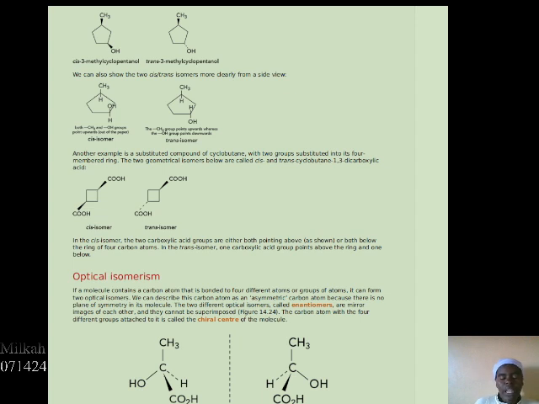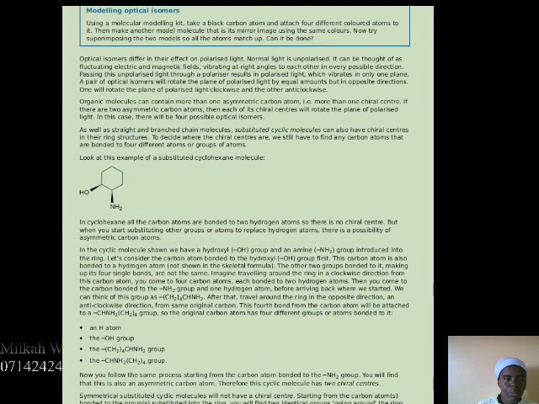So the carbon atom has 4 different groups attached to it. For example, if you have a carbon with CH3, then H, then CO2H, and then the OH group, all those groups are different, and therefore it becomes the chiral center. Optical isomers normally differ in their effect on polarized light.